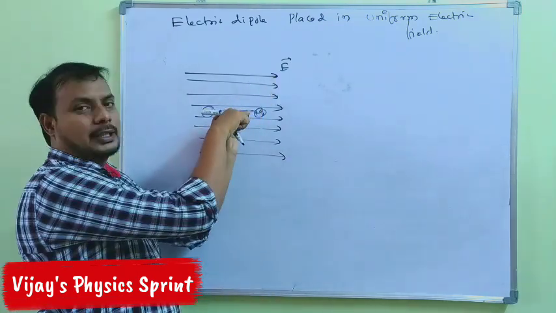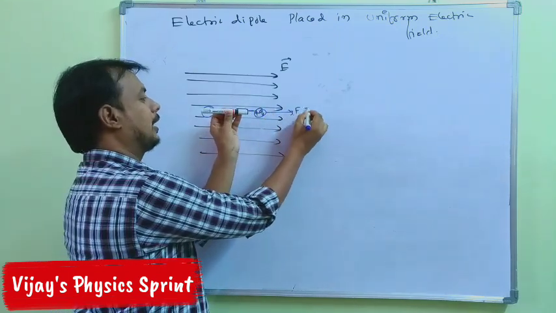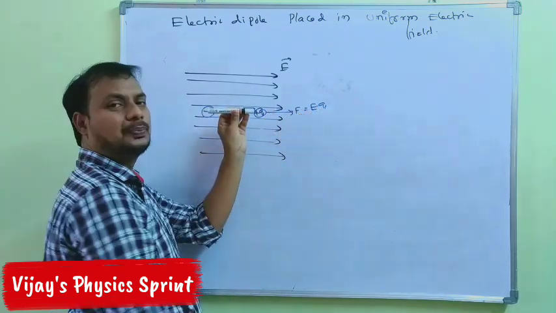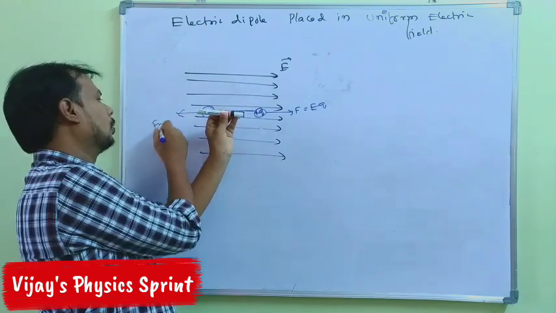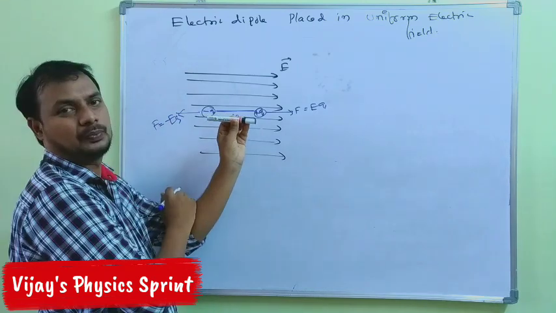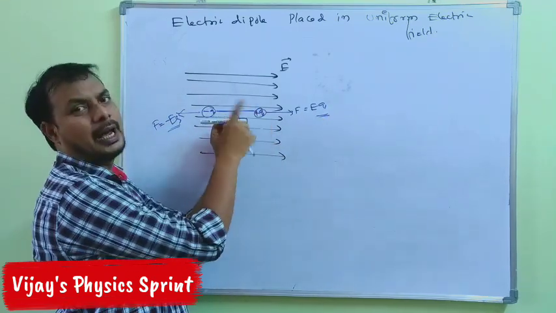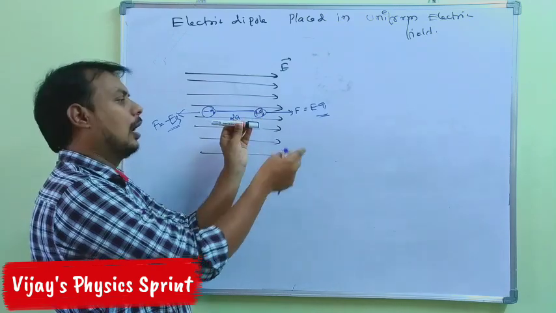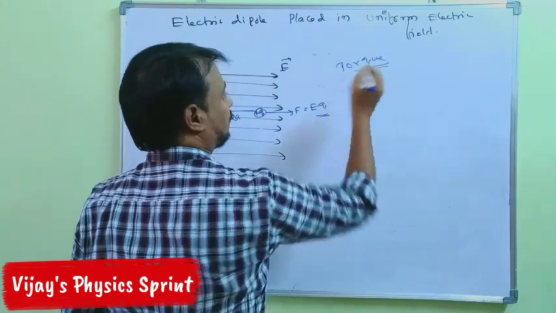Due to the external electric field, the force acting on the positive charge is F equals plus EQ. The force on the negative charge minus Q is F equals minus EQ. Equal forces but in opposite directions, so a torque is going to be developed on the dipole.